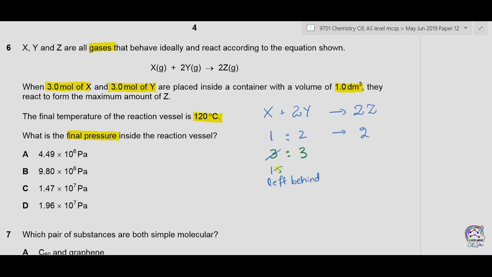So it means X is the excess reagent and Y is the limiting reagent. Now the product also depends on the limiting reagent. So as 2 moles of Y form 2 moles of Z, therefore 3 moles of Y will form 3 moles of Z. So now the number of moles of X consumed will be 1.5. Number of moles of Y consumed will be 3. Number of moles of Z formed will also be 3.